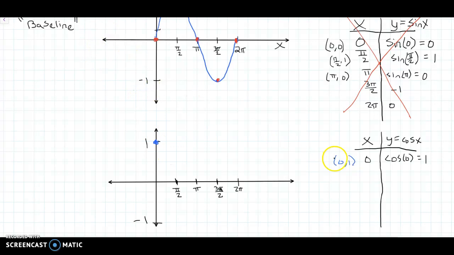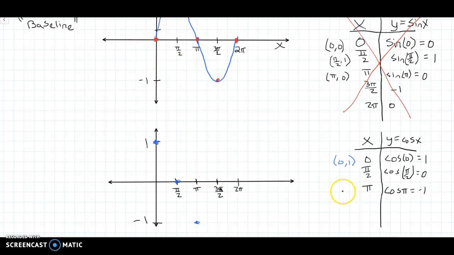The next one to explore is pi over 2. We plug that into cosine, and we remember again that cosine of 90 degrees, which is pi over 2, equals 0. So I will go right here and mark it. The next one to consider is pi, and that's 180 degrees. Cosine of pi is -1. So let's go down here and place that point right there.